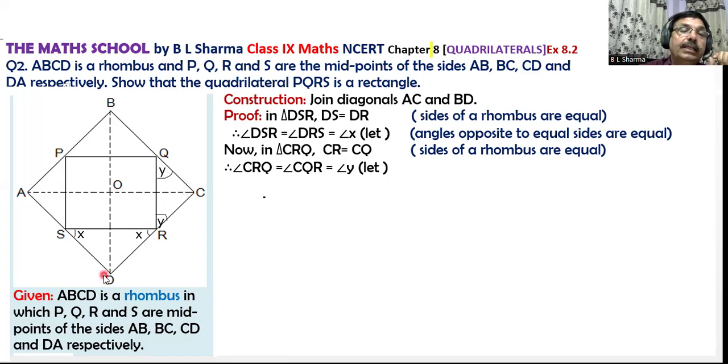Also, because ABCD is a rhombus, and a rhombus is also a parallelogram, angle D plus angle C, their sum will be 180 degrees, co-interior angles. Angle D plus angle C will be 180 degrees. इन तीनों चीजों का यूज करके हम इसको फाइंड आउट करने की कोशिश करेंगे.